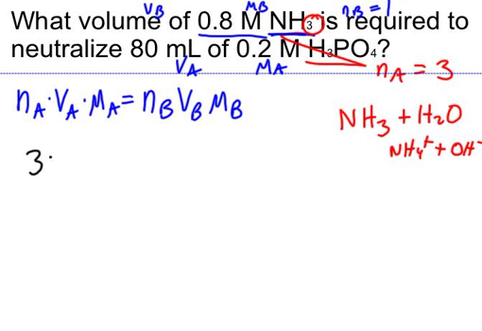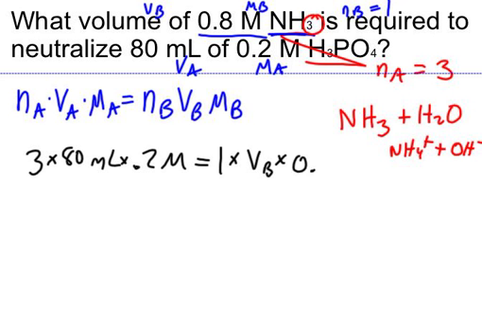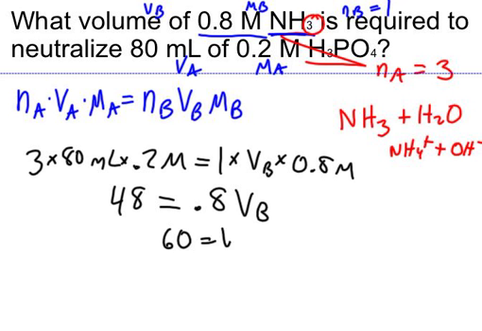So Na was 3, the volume was 80 mL, and the concentration was 0.2 molar, which equals Nb, which is 1, times the volume, which we don't know, times the concentration, 0.8 molar. And now just get to it with the algebra. 3 times 80 times 0.2 is 48. I'm just lopping off units right now. Equals 0.8 times Vb. If I matched them up properly, I know the units will cancel at the end. All right, if I solve, I get 60 equals Vb.